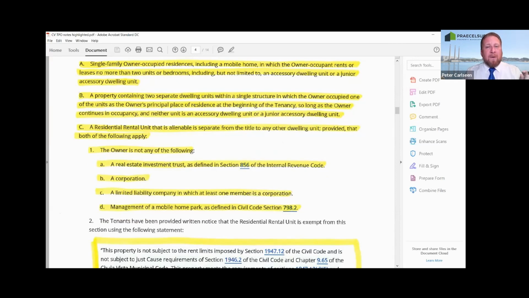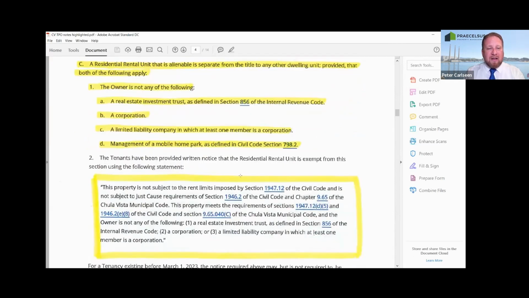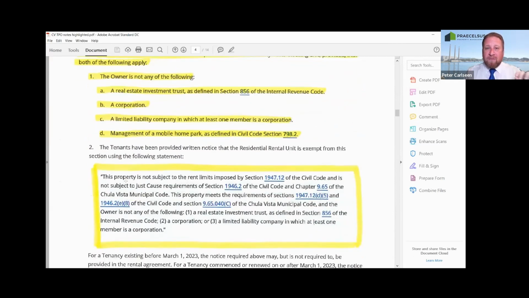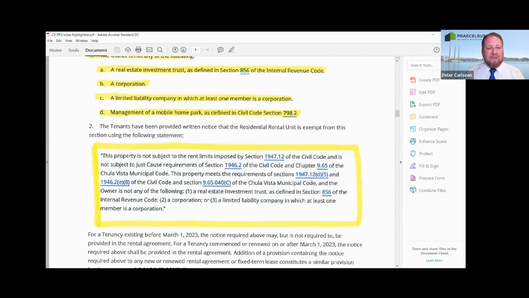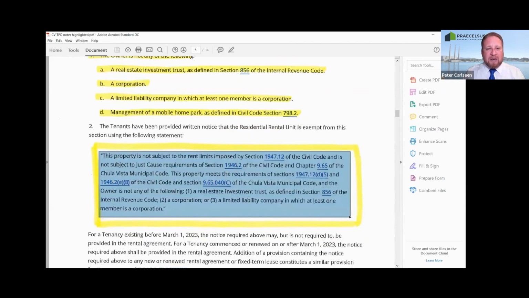So for most properties, single family homes, condos, those can all be exempted from the Chula Vista TPO. However, and this goes into the, it has to have this highlighted section word for word. And again, it's on the Chula Vista website on the TPO. It will have it on there. You have to have this specific verbiage in there, that the property is not subject to the rent limits imposed by 1947-12.